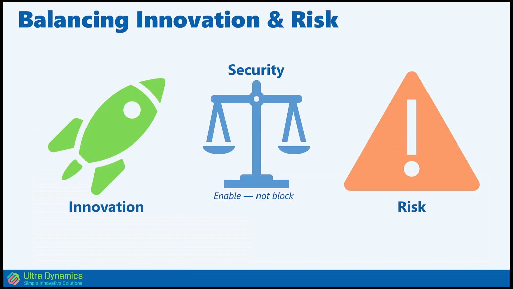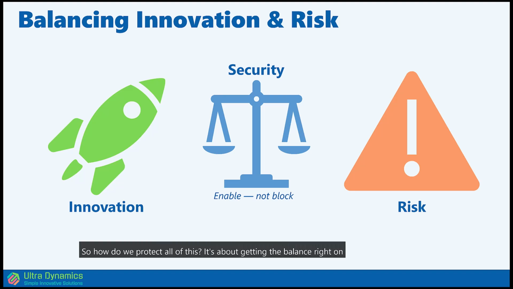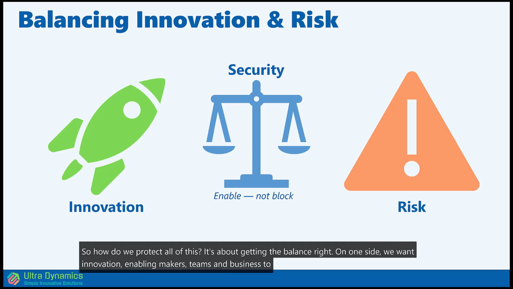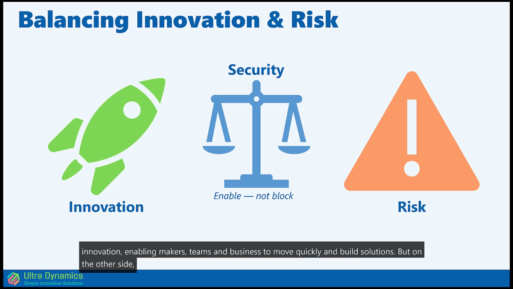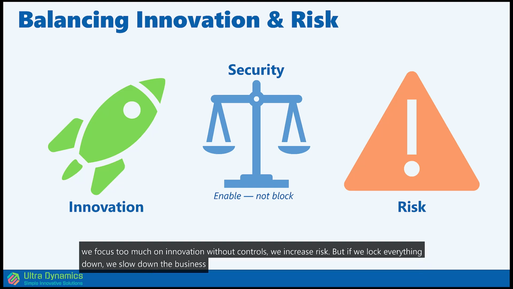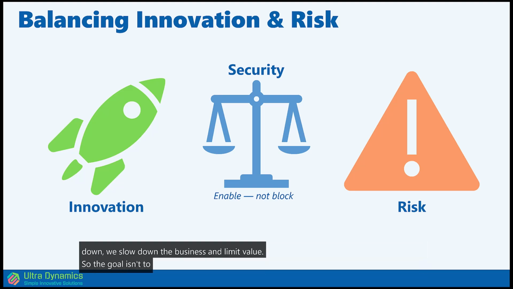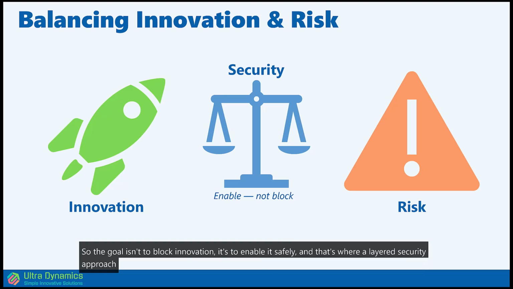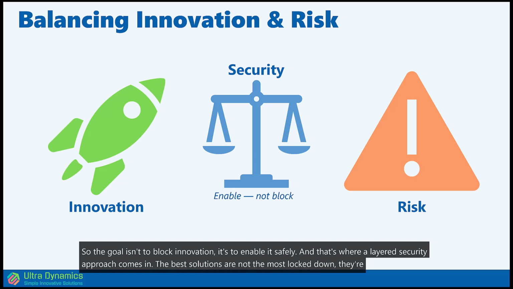So how do we protect all of this? It's about getting the balance right. On one side, we want innovation, enabling makers, teams, and the business to move quickly and build solutions. But on the other side, we have risk around data exposure, misuse, and unintended consequences. So if we focus too much on innovation without controls, we increase risk. But if we lock everything down, we slow down the business and limit value. So the goal isn't to block innovation, it's to enable it safely. And that's where a layered security approach comes in. The best solutions are not the most locked down, they're the most well controlled.